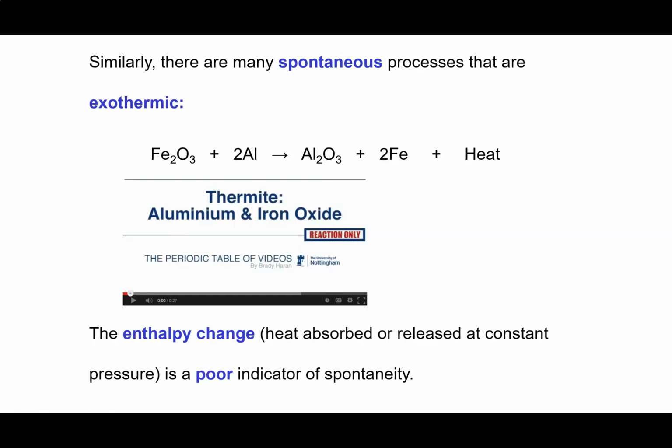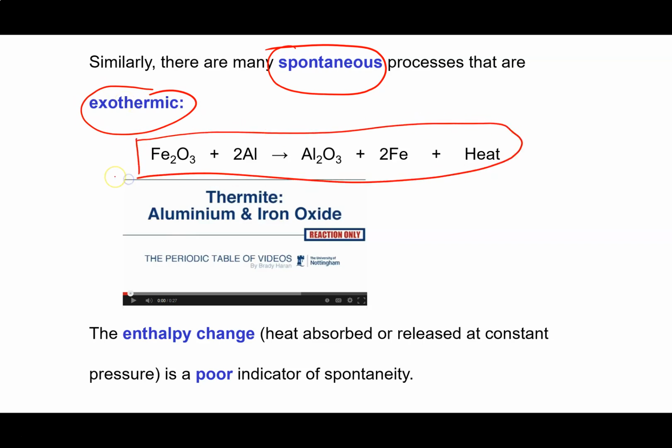Similarly, though, there are many reactions that are spontaneous that are exothermic, and probably one of the most famous ones is the reaction that occurs in thermite, which is the reaction between iron(III) oxide and aluminum to make aluminum oxide and liquid iron. This releases a lot of heat, and typically the temperature of this reaction will be around about 3000 degrees Celsius. It actually makes liquid iron.